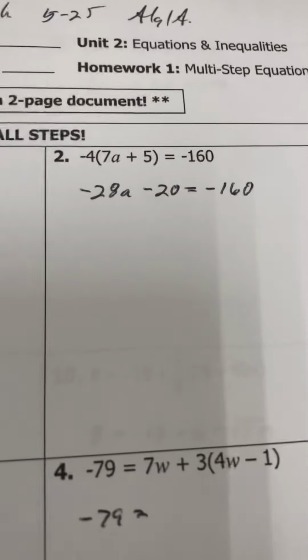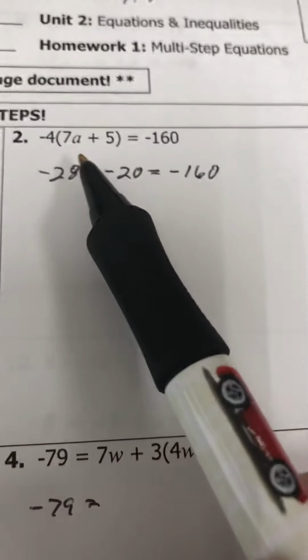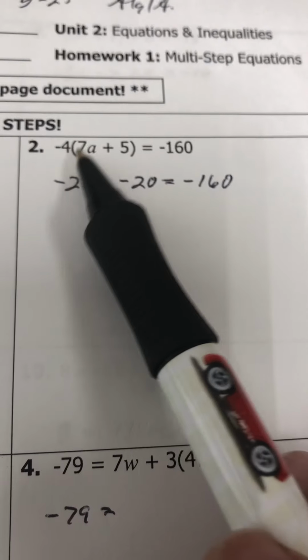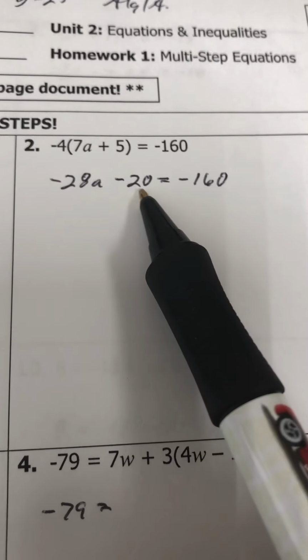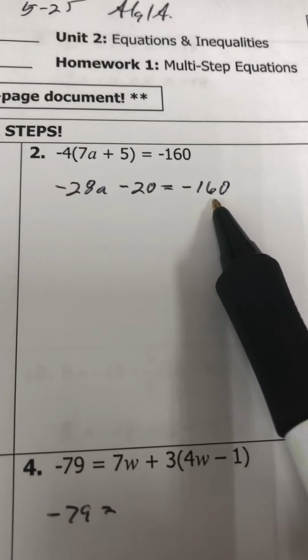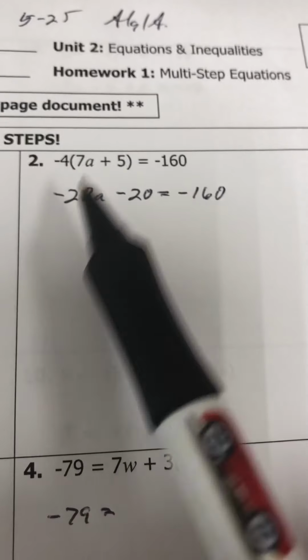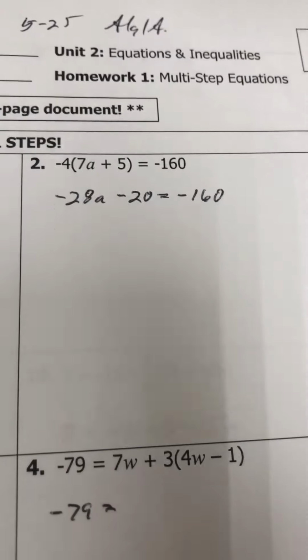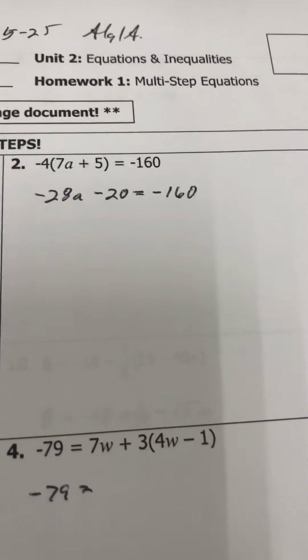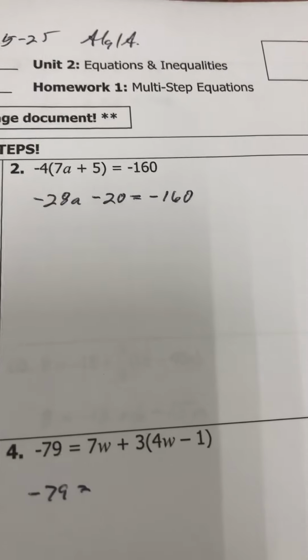I'm going to take a look at number 2. This is how you get it started. I distributed -4 into the parentheses and end up with this. So this is your next step. -4 times 7 is -28. -4 times 5 is -20. Just put that A with that -28 because that was 7A.